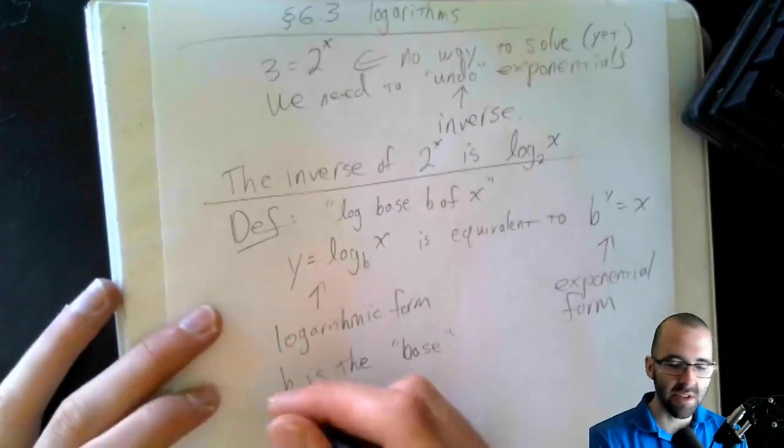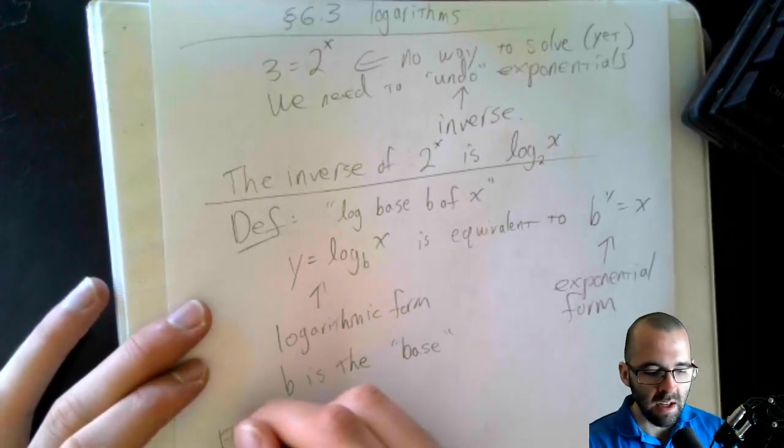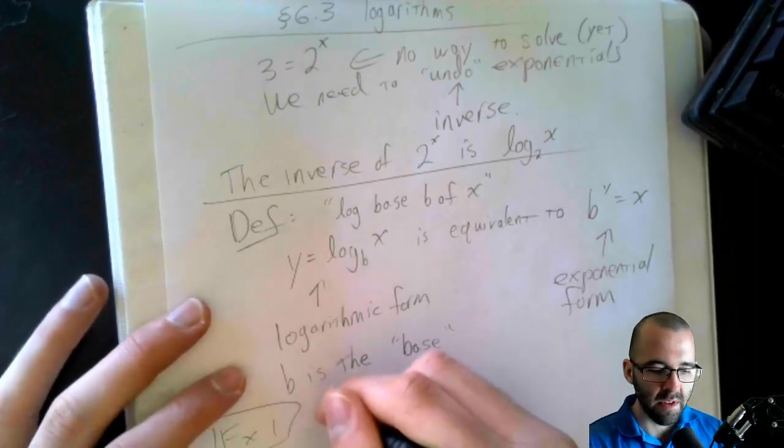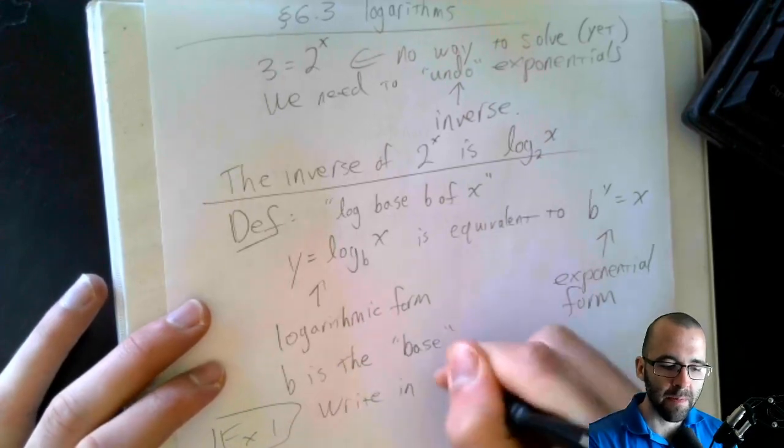So let's just look at this. Let's look at this, okay? Example 1. Write in exponential form.